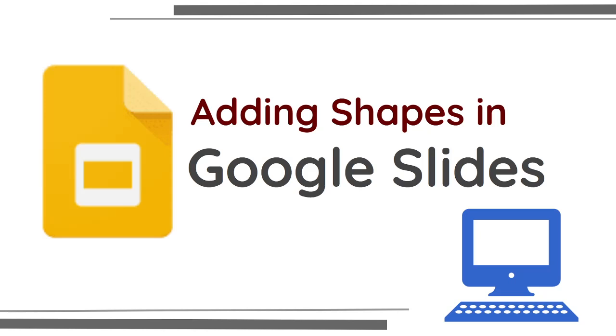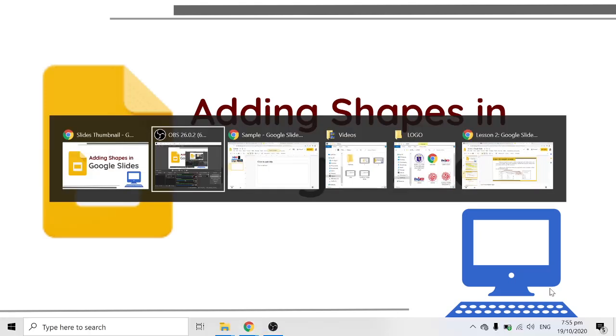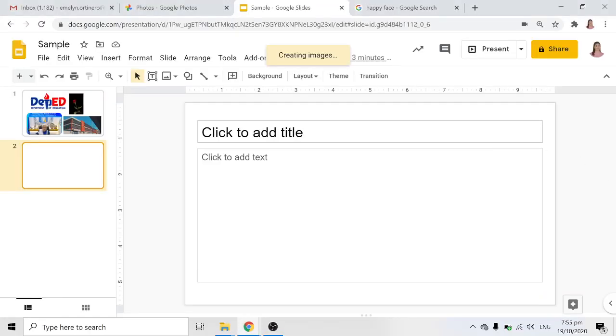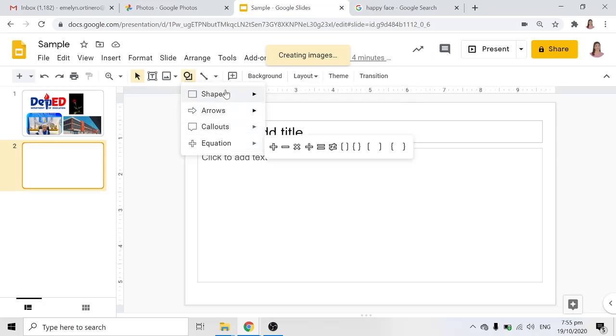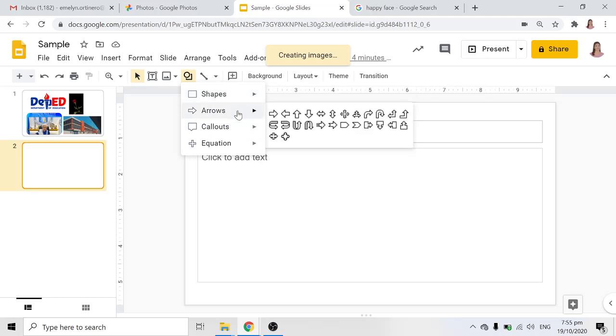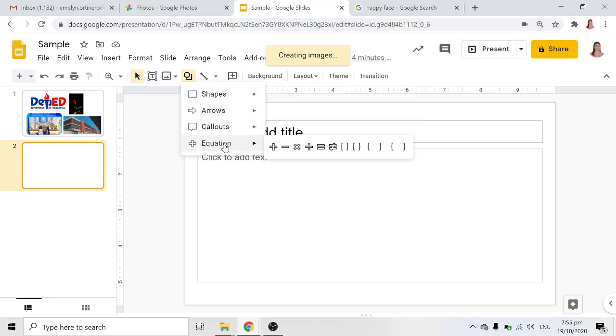Okay, so for example, mag-open tayo ng ating slides. So as you can see, nasa slide number 2 tayo. Paano ba mag-insert ng ating shapes? So, pwede tayong mamili or gumamit dito sa ating toolbar. Okay? So, click Shapes. And then, we have different options. Shapes, arrows, callouts, and equation.